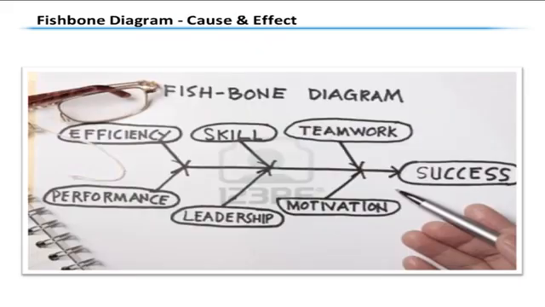Fishbone diagram, cause and effect. Let's describe a typical fishbone diagram. The left-hand side is showing the various causes. Some of them are efficiency, performance, leadership, coffee, etc. The final result of all these causes is success, which is shown by the circle on the right-hand side.